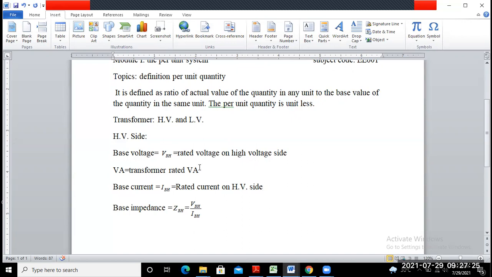Volt ampere and voltage. Can you find out IBH from these two? If you divide the transformer volt ampere by voltage, then you will get IBH, is it not? A simple equation. We can find IBH equal to the transformer rated volt ampere divided by the base voltage, which is nothing but the base current.